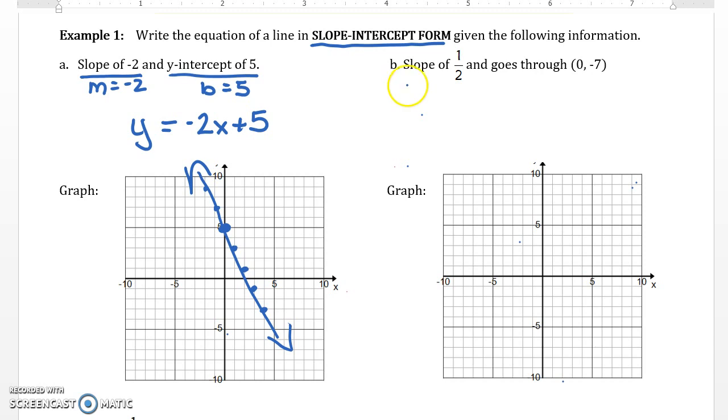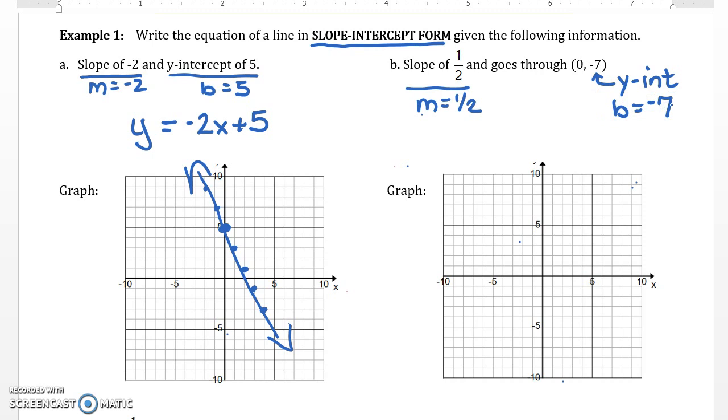All right, let's take a look at letter B next. Kind of the same idea. We're given a slope. We know that m equals +1/2, but instead of being told the y-intercept, we're told that it goes through the point (0, -7). If you take a look at that point, knowing that the x-coordinate of 0 makes the y-intercept -7. So our value of b is -7.